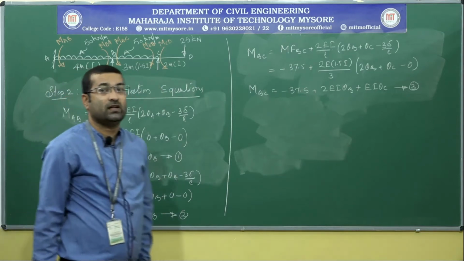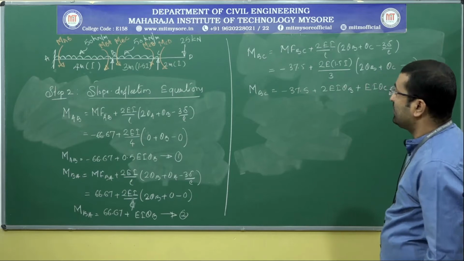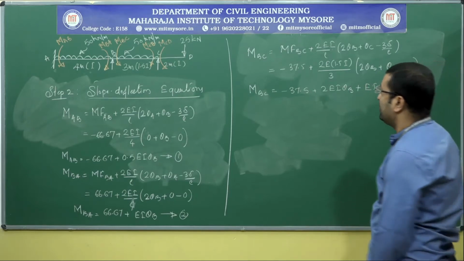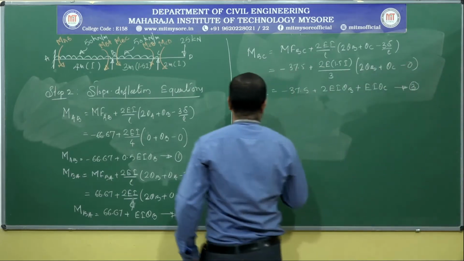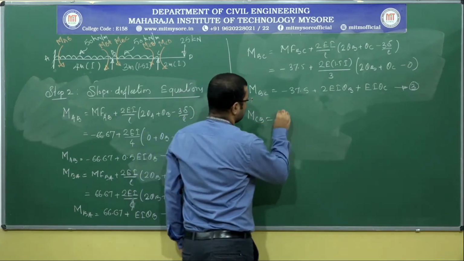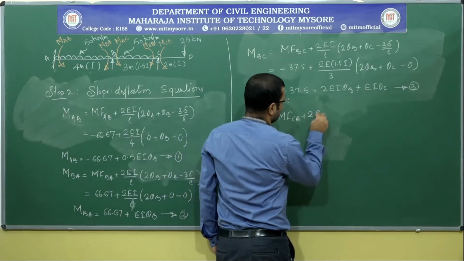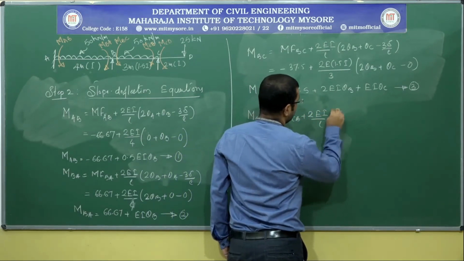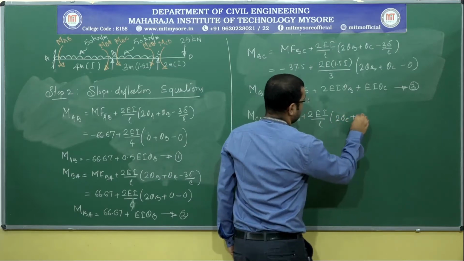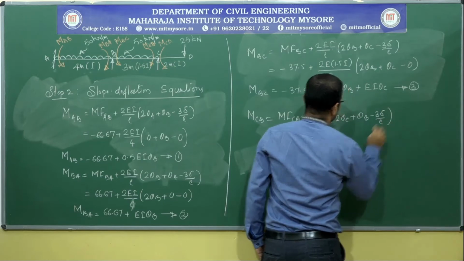Similarly, we need to write one more equation at C, that is to determine the end moment MCB. So, MCB is equals to MFCB plus 2 EI by L into 2 theta C plus theta B minus 3 delta by L.